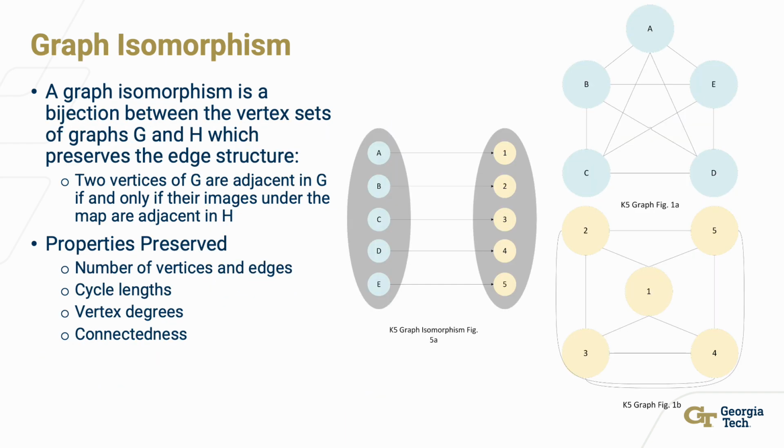In terms of graphs, graph isomorphisms are a bijection between the vertex sets which preserve edge structure. Two vertices will be adjacent in G if and only if their images are adjacent in H. This preserves a ton of properties, like the number of vertices and edges, cycle lengths, degrees, connectivity, and more. We can see here that we have a bijection between the letters A through E and the numbers 1 through 5. And when we go here to the graph, we can see that there's an edge between A and B, so there's an edge between 1 and 2. And this is exactly what we've just described.